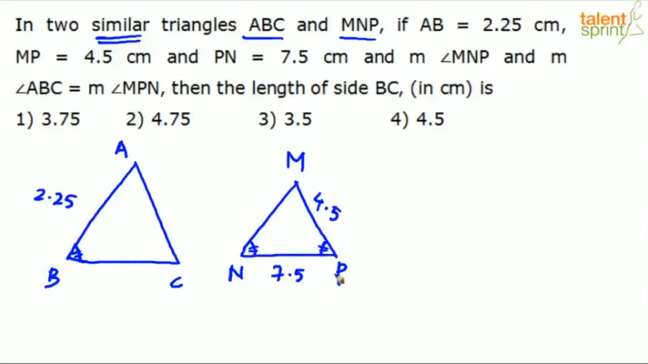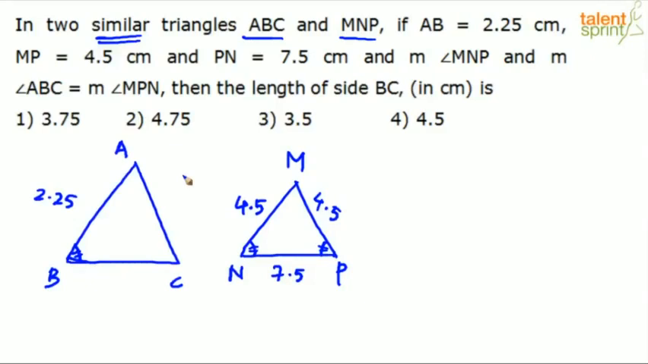Now the first point is in triangle MNP, since angle N and angle P are equal, it will become an isosceles triangle. So if this side is 4.5, the other side will also be 4.5. And because MNP is an isosceles triangle, obviously ABC will also be an isosceles triangle.